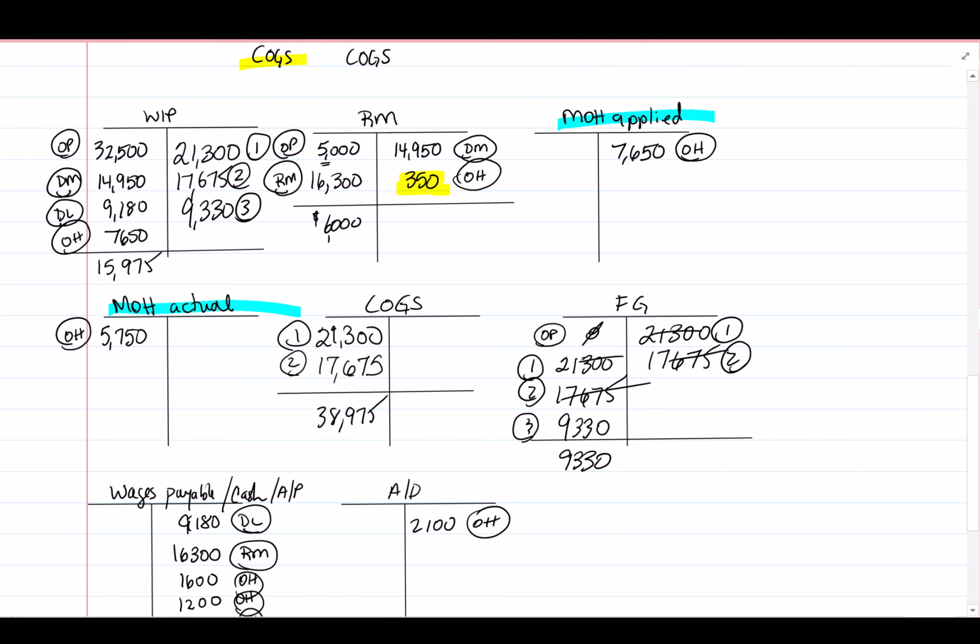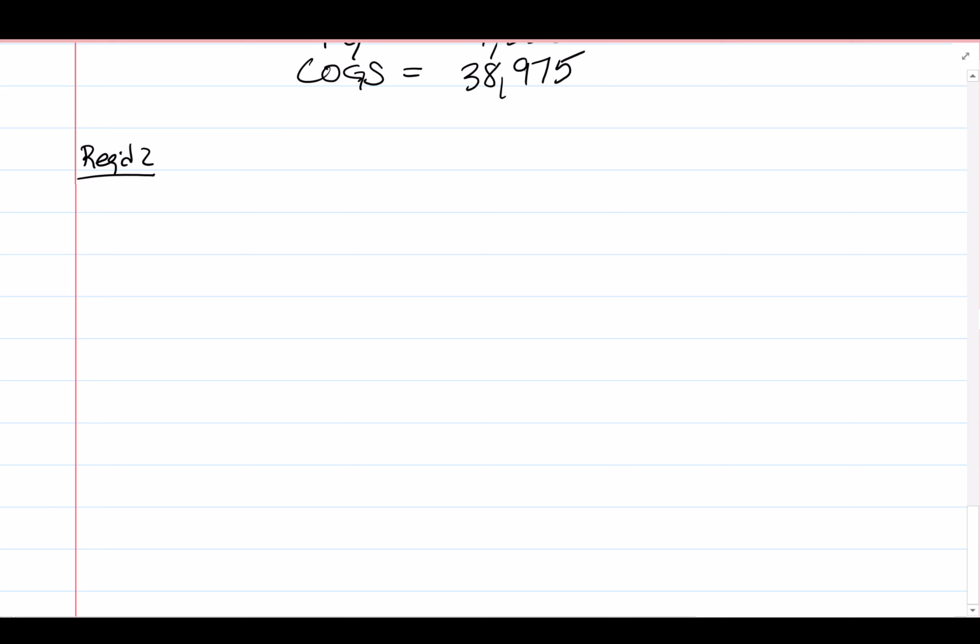So I want to close those accounts. We've got applied overhead. Didn't ask you for this, but that's okay. Applied overhead, $7,650. You can find that just from looking at your job cost sheet. You don't have to look at a T account. Actual overhead, they subtotaled it even, $5,750. So again, you didn't have to do a T account to get these amounts.